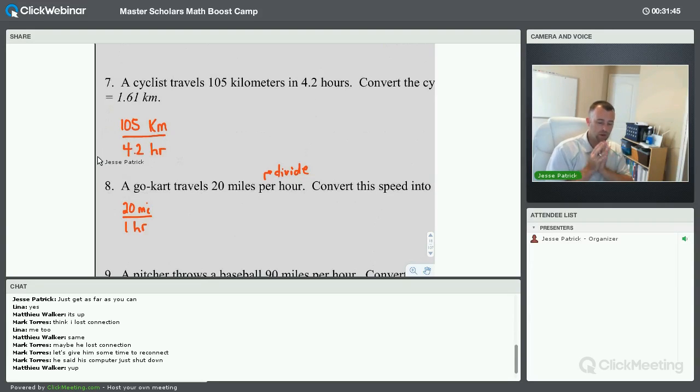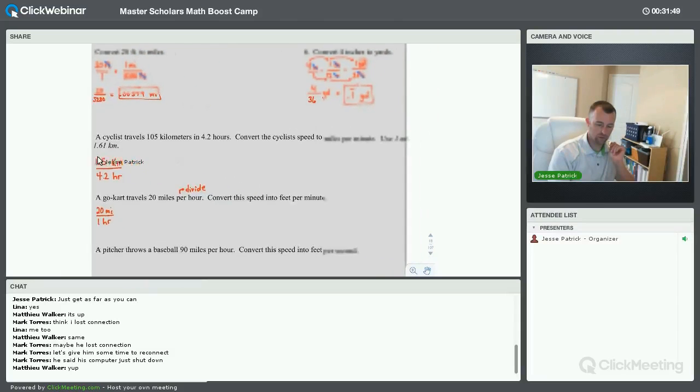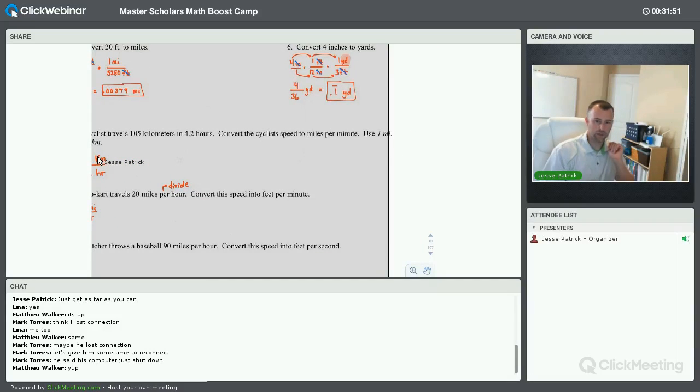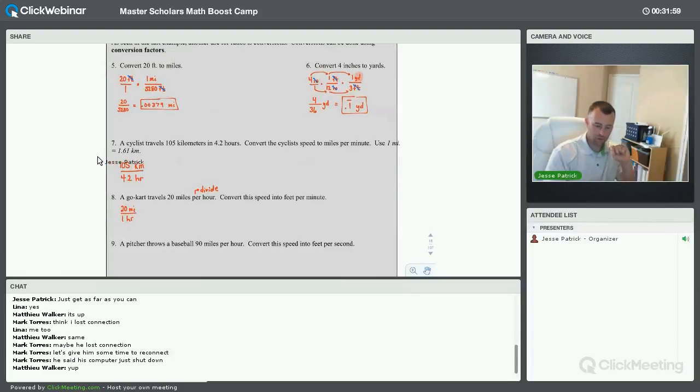Okay, so that's my rate. I need to convert this. They're just telling you to convert it to miles per minute. So we have 2 conversions we need to do in this problem. I have to convert kilometers to miles, and I need to convert hours to minutes.